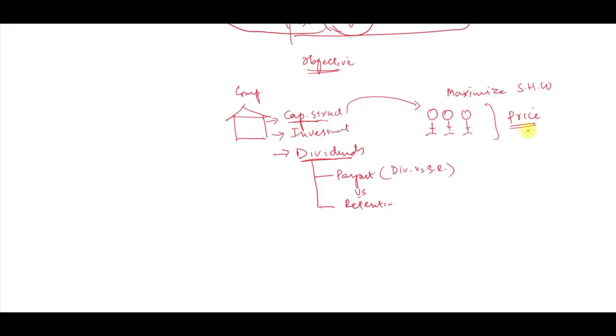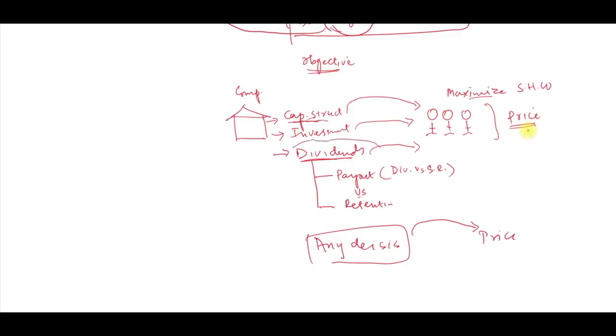Of course, we need to see the effect of investment on the price. Number two, okay. Number three, we need to see whether different forms of dividend, or different ways of paying dividend, have any effect on shareholders' wealth or price. So ultimately, we are actually looking at the relationship between any decision and price. We are looking at the effect of any decision that we make on the price. Okay, so capital structure is a decision, investment and dividend decision. So we will see whether this decision has any impact on the price.